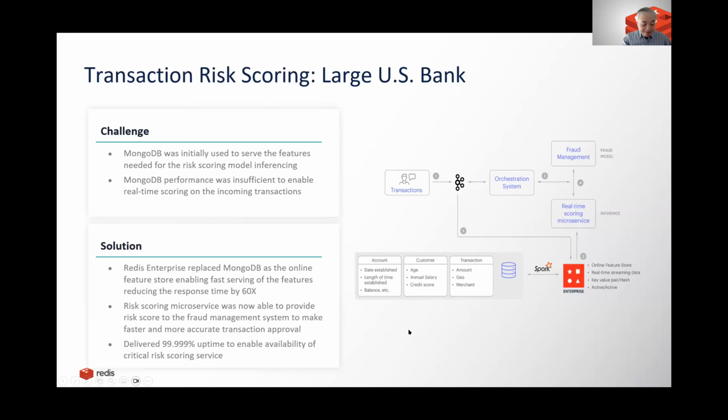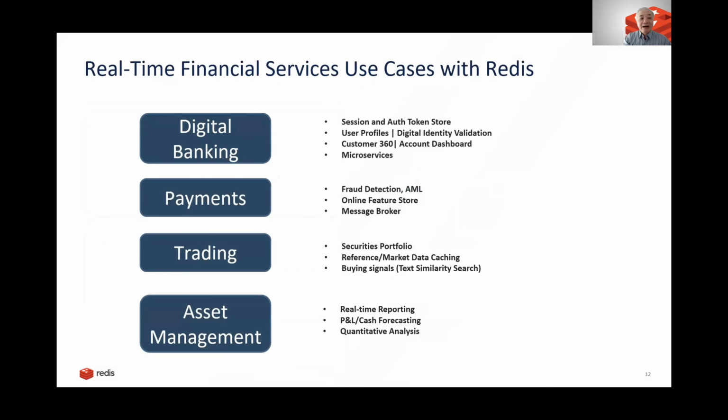With that, I'm going to end with a quick reminder. While I talked about fraud detection, I just wanted to bring up what I showed last time, which is that you should really consider Redis for a number of real-time financial services use cases. I talked about digital banking. Today, I covered fraud detection, using us as the online feature store. But even in areas around trading and asset management, whether it's real-time reporting or reference and market data caching, we have a number of use cases where I think using Redis really does make the most sense.